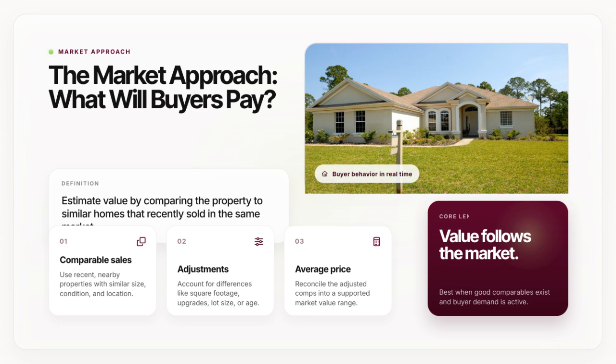Next, we make adjustments for any differences, such as variations in square footage, upgrades, lot size, or the age of the property. Finally, we calculate an average price by reconciling these adjusted comparables to arrive at a supported market value range. The core idea here is that value follows the market, making this approach most effective when there are solid comparable properties available and when buyer demand is active.